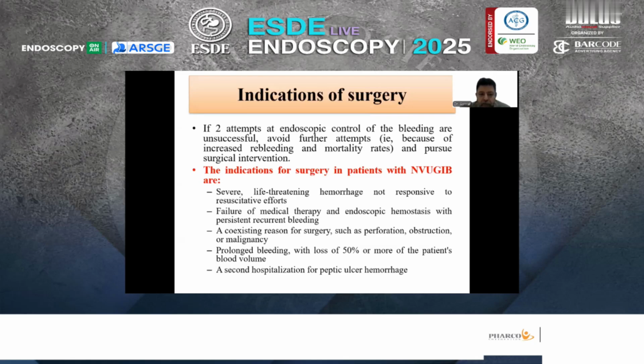And if no source of bleeding is detected, CT angiography should be performed before radiological intervention. And if two attempts of endoscopic control of the bleeding are unsuccessful, avoid further attempts because of increased bleeding and mortality rates, and pursue surgical intervention. The indications for surgery in patients with non-variceal upper GIT bleeding: severe life-threatening hemorrhage not responsive to resuscitative efforts, failure of medical therapy, coexisting reason for surgery like perforation, obstruction, or malignancy, prolonged bleeding with loss of 50% or more of the patient's blood volume, and second hospitalization for peptic ulcer hemorrhage.